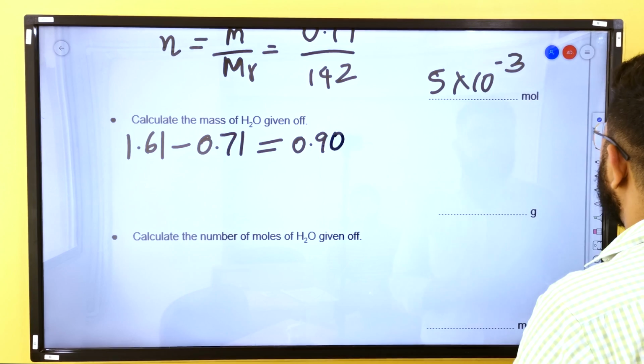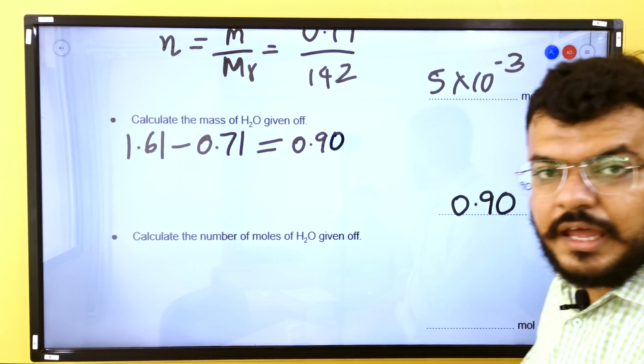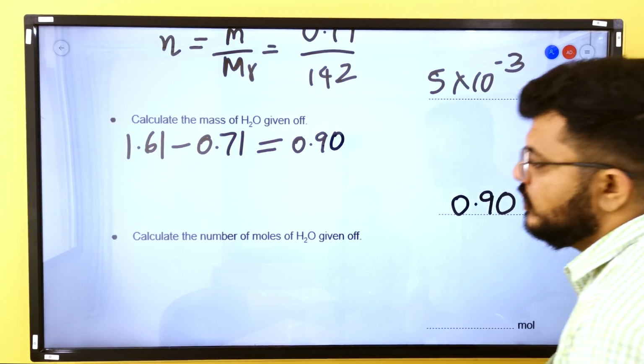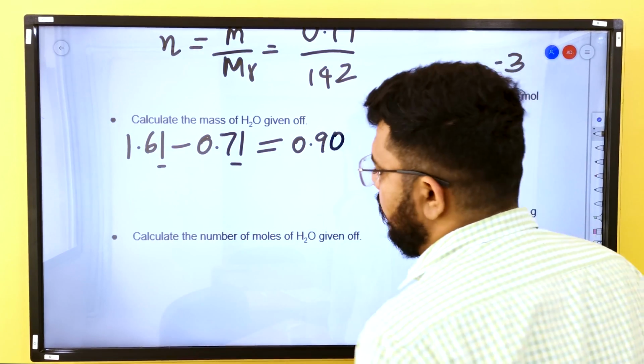So that is your answer. They are asking for mass, so your answer is 0.90 gram. Okay, we have that accuracy. That last zero is our accurate answer due to the presence of these 1s.